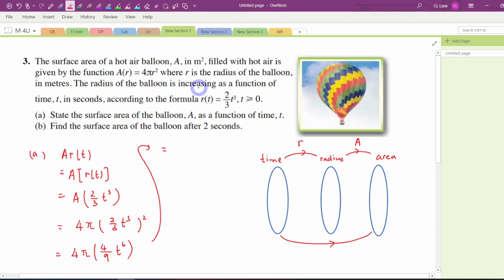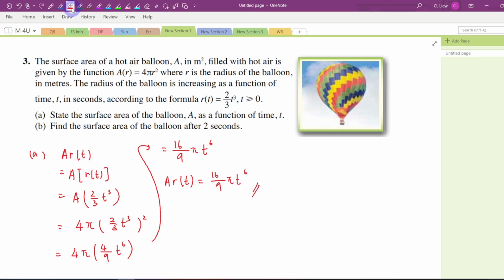Okay, so now just use your calculator to help you to do the expansion. 4 times 4 you will get 16. 16 over 9 pi t to the power of 6. Okay, so this is the function that we are looking for. 16 over 9 pi t power 6.